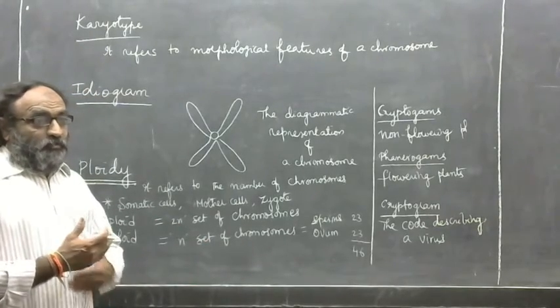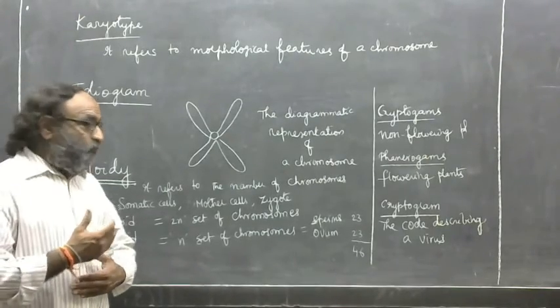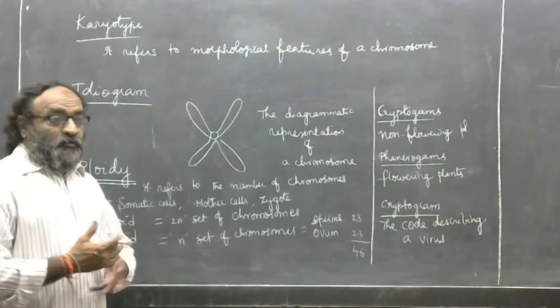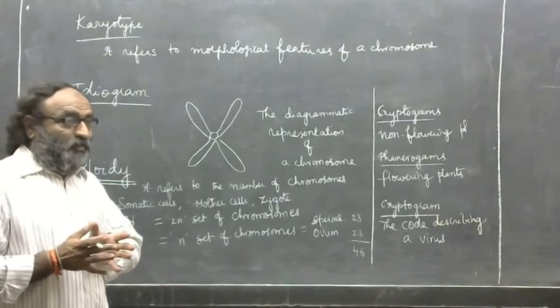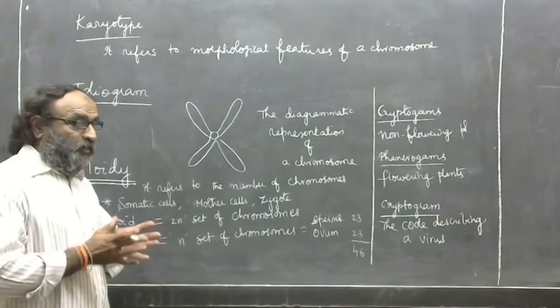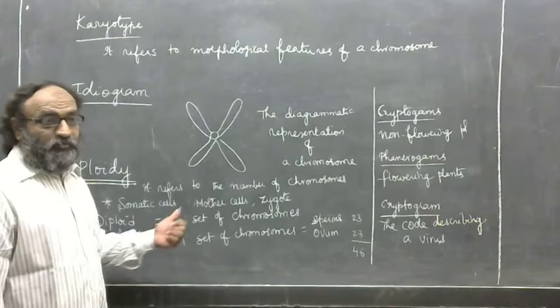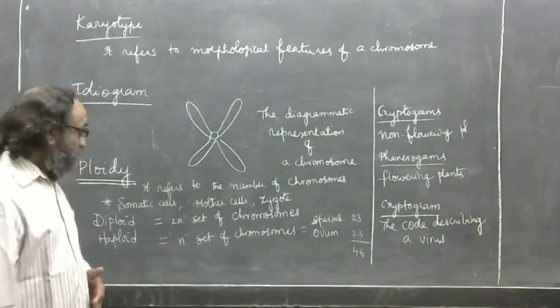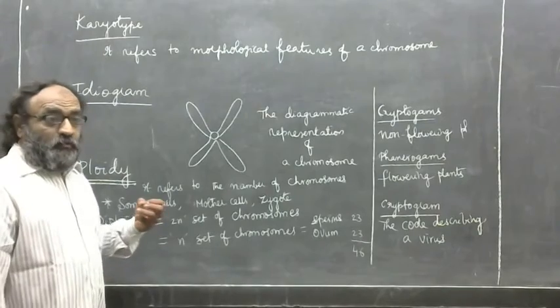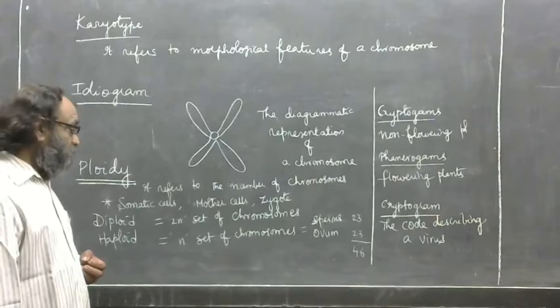So, you must understand what is ploidy. Ploidy refers to the number of chromosomes. If the number of chromosomes is a 2n set of chromosomes per cell, then the condition is diploid. Such a diploid condition is seen in somatic cells or body cells or mother cells or zygote. Whereas having n set of chromosomes per cell is a haploid condition.